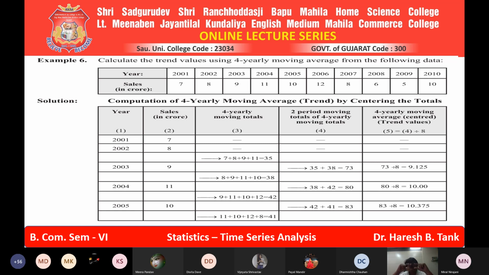Now again you have to make a bunch of 2. First you made a bunch of 4 and now you are making a bunch of 2 and you have to write it in between. So 35 and 38, make the sum of these two. 35 plus 38 comes to 73, and that 73 is to be written in between these two, which is against 2003.